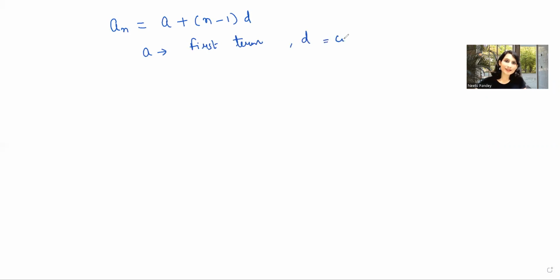Okay, so I am directly starting the questions. Let us write the formula first. To find nth term of an AP, the formula is an, where an is nth term, is equal to a plus (n minus 1) into d, where a is the first term and d is the common difference, and n is the rank or order of that term.